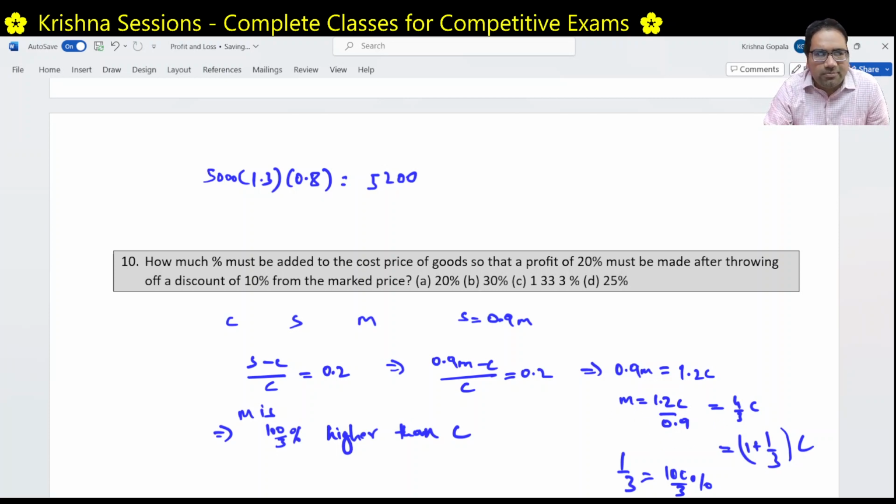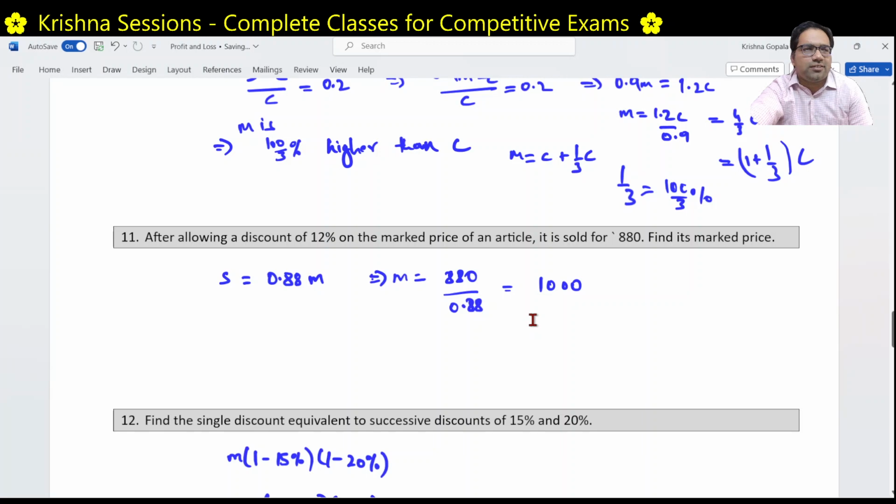What that means is, M is equal to 4 by 3 C. What does that mean? M is equal to C plus 1 by 3 C. So that means it is about 33% higher than C. Okay, so market price should be 100 by 3%, which is 33.3333% higher than C. Then only if you give 10% discount on the market price, you will still make 20% profit.